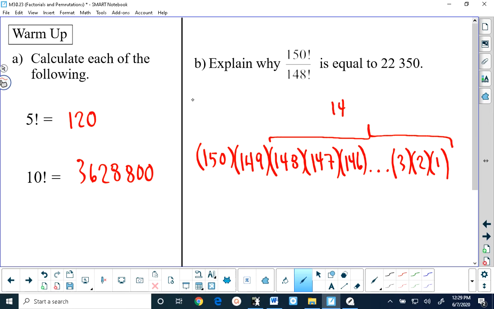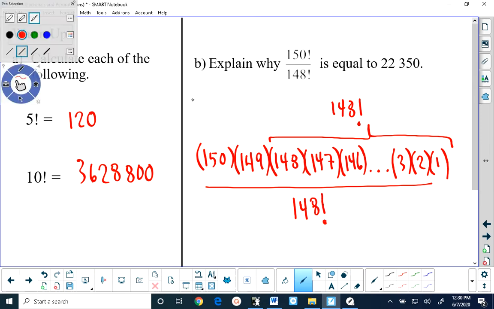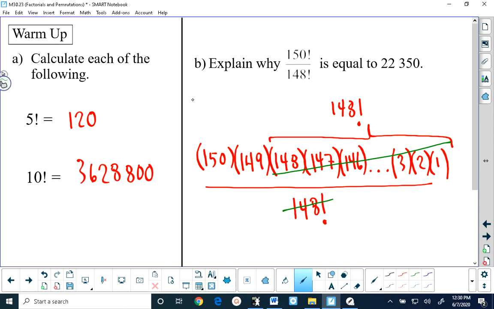is 148 factorial. Everything from the 148 times 147 times 146 all the way down to 3 times 2 times 1 is exactly equal to what we have on the bottom. And that means we can calculate this by canceling the 148 factorial on the bottom with the 148 factorial on the top, and being left with 150 times 149.